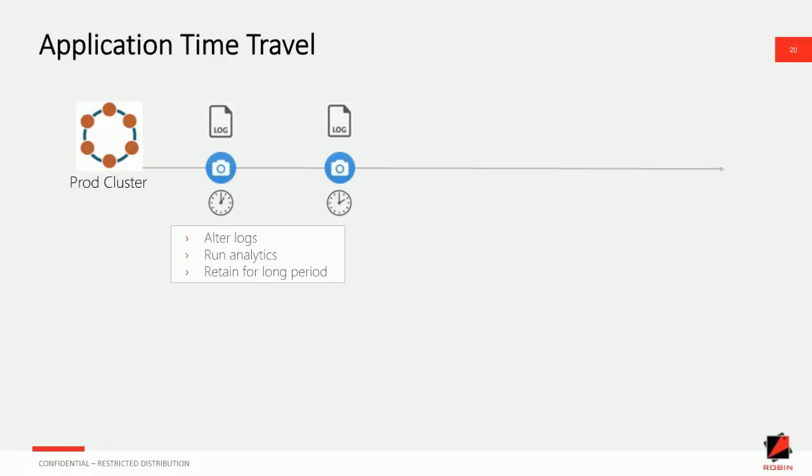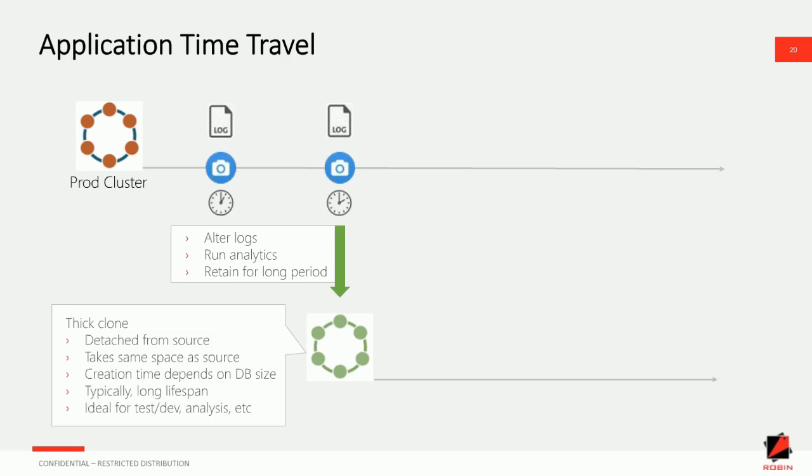Now let's look at another example. This is what we call application time travel. So, similar scenario, we have a production cluster and we are loading log files. Now someone comes in and says, hey, we want to do some analysis on the log files. And so we need the ability to mutate that data. And we also want to retain this cluster for a long time, let's say for a year or so. So in this case, you don't have to do a thin clone, you could do a thick clone.